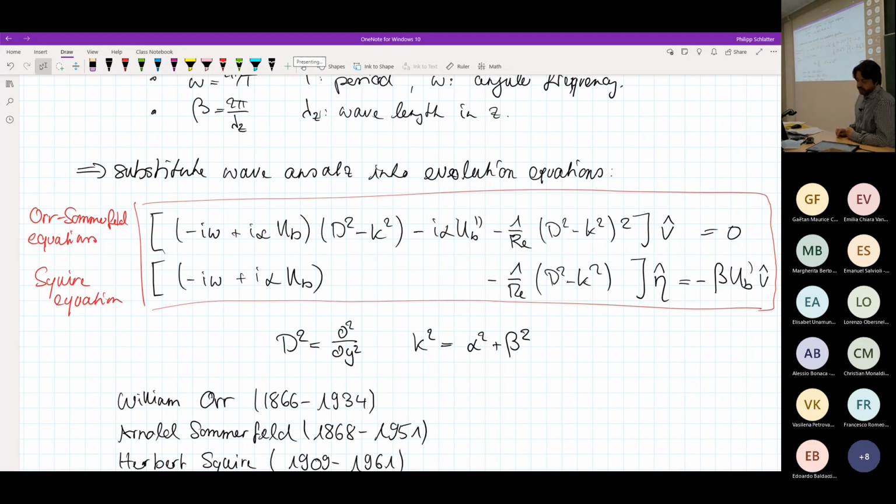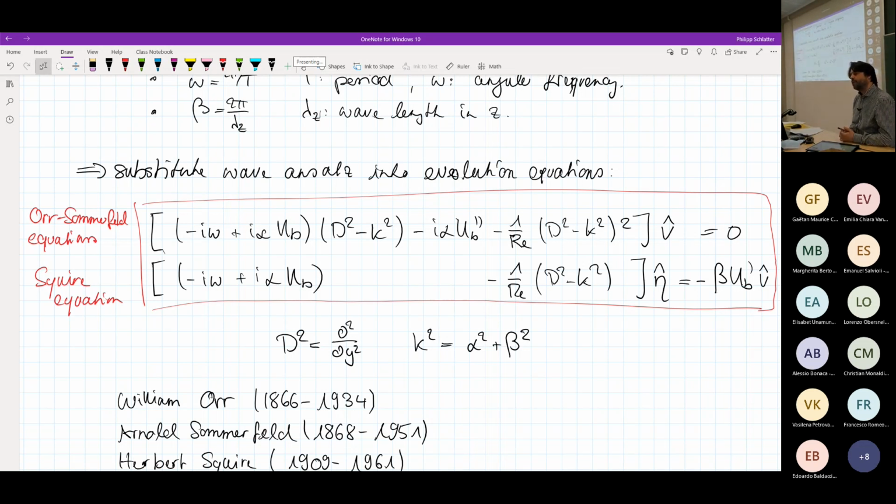And the Squire equations, as I said, came a little bit later. I think it was actually 1930, if I'm correct. No, it's not written here. Yeah, I think it was 1930 when the Squire equations were derived.